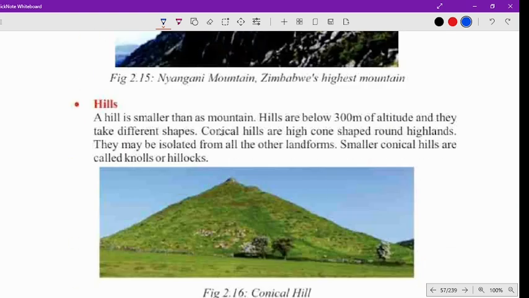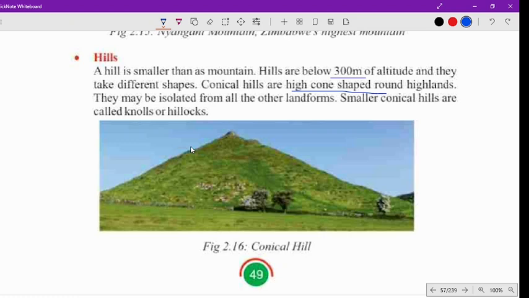Hills are smaller than mountains. Hills are below 300 meters of altitude and they take different shapes. Conical hills are cone-shaped rounded highlands. They may be isolated from other landforms. We also have smaller conical hills which are called knolls or hillocks.